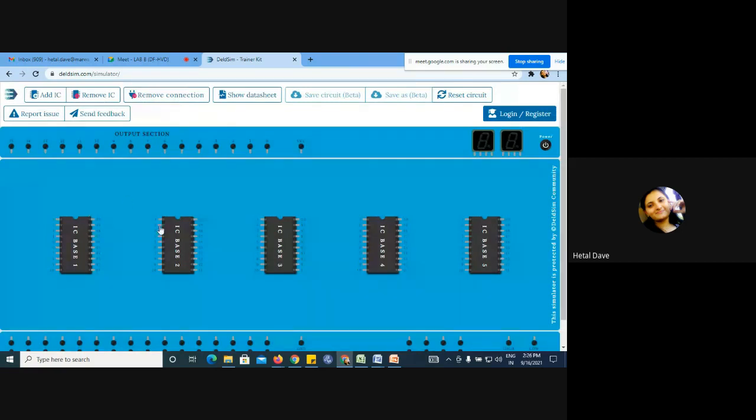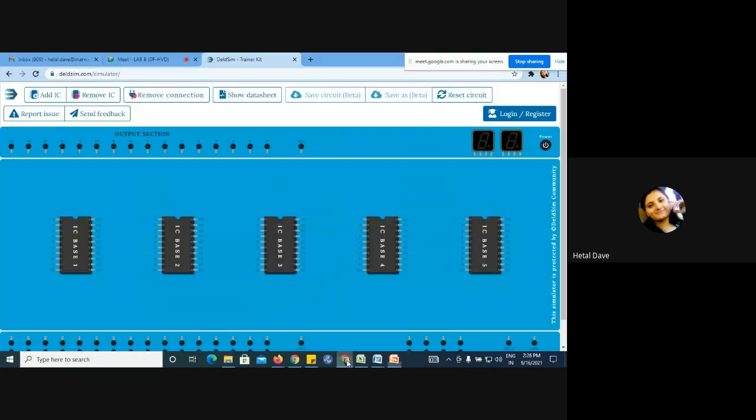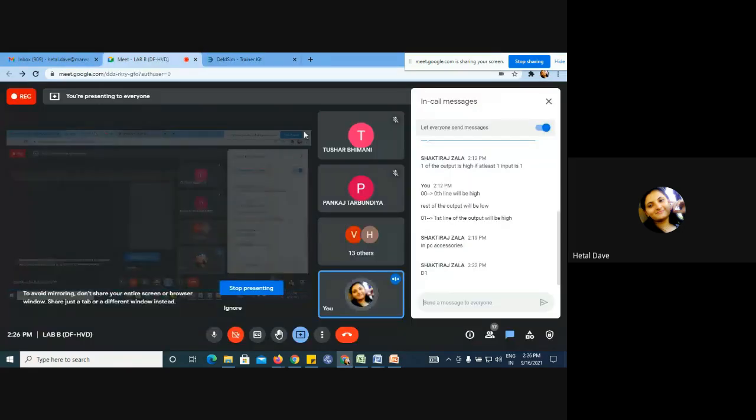Okay, you will open this virtual kit and everyone will make a connection as per this circuit. Here this circuit is given. Everyone will make a connection. How many ICs will be used? Can anyone tell me? If I want to implement this circuit using virtual lab, how many ICs should I use to implement a 2x4 decoder? How many ICs should be used? 2 ICs. Yes, Shaktiraj, which are those?